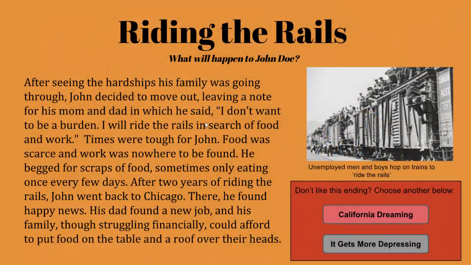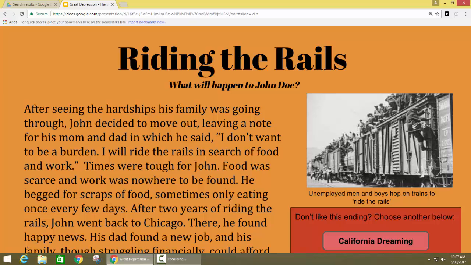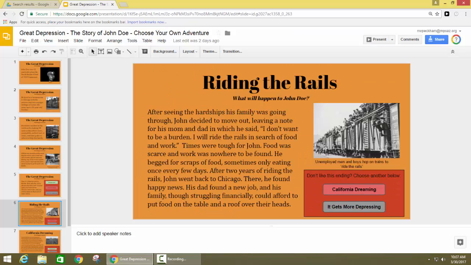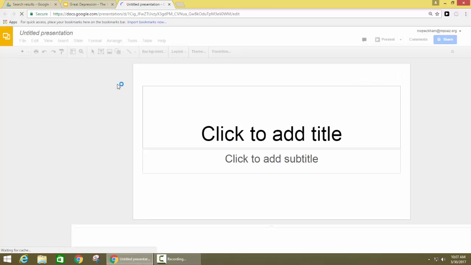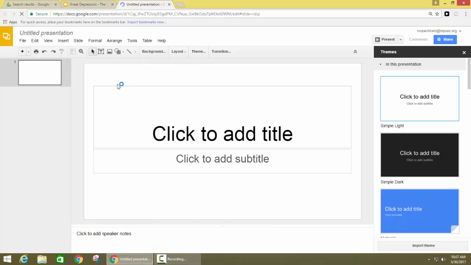So how do we create these? I'm going to go ahead and press escape here, and I'm going to go to File, and we're going to create a new Google presentation, a new Google slideshow, to show you how to create these choose your own adventure stories with Google Slides. So in this case, I'm going to click on the Untitled presentation and just name it sample choose your own adventure.